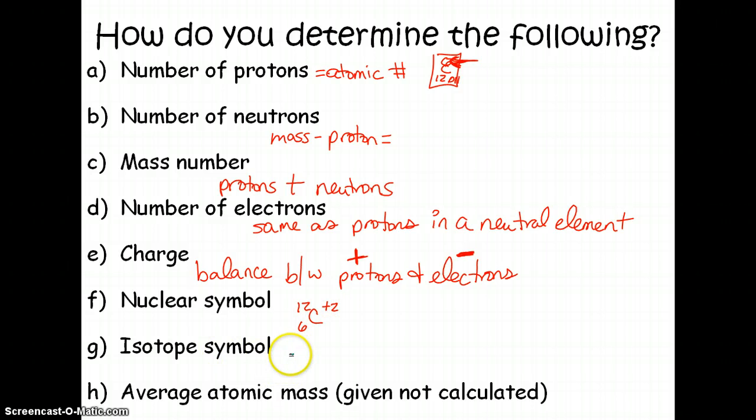All right, the isotope symbol is just the name of the element, dash, its mass number. And the average atomic mass, the given one that you can find on the periodic table, is the number on the bottom that's not a whole number. It's the decimal number. So that's your average atomic mass.